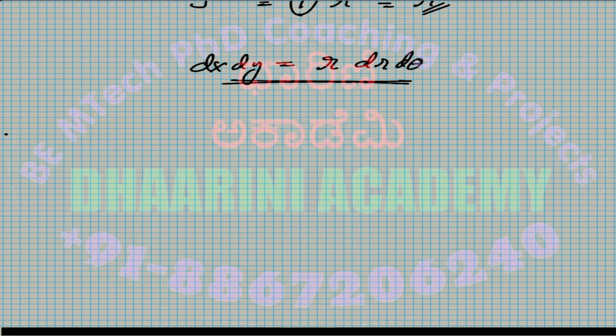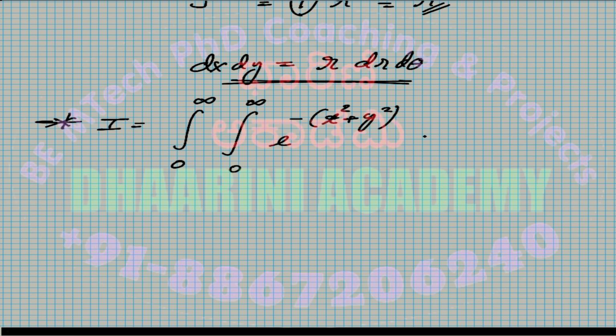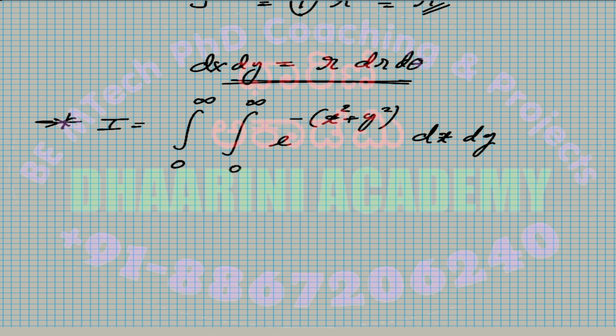Okay, so I is equal to the integral from 0 to infinity, integral from 0 to infinity of e to the power minus of (x square plus y square) dx dy. Solve all the questions belonging to the same category by using polar coordinates.